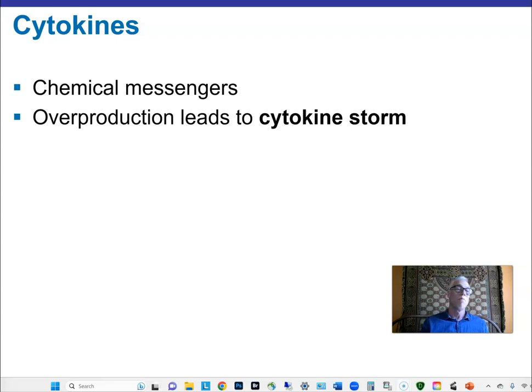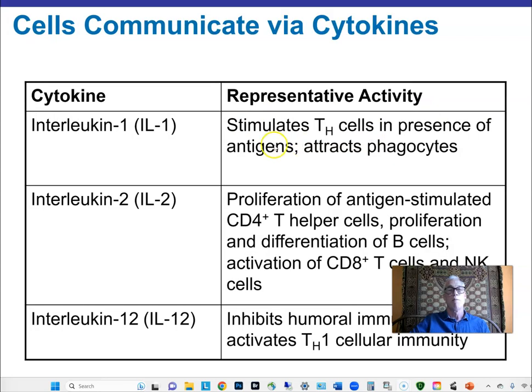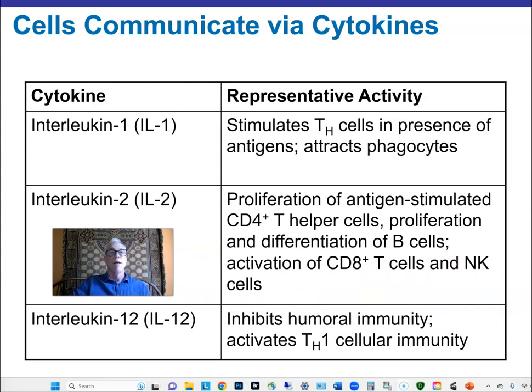Well, if you haven't studied physiology yet, I hope you will soon. If you have too much vasodilation in your body, your blood pressure will tank and you won't have enough blood circulating to meet the needs of all your tissues. And you can actually die from a cytokine storm from excessive vasodilation and a drop in blood pressure. So, just a couple of cytokines.